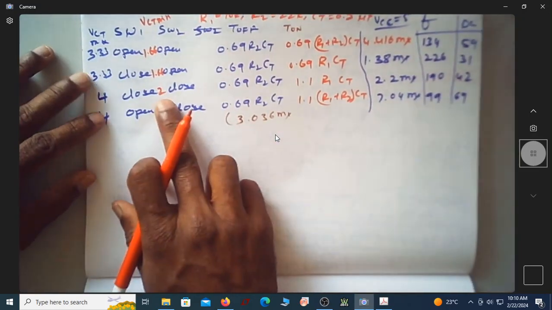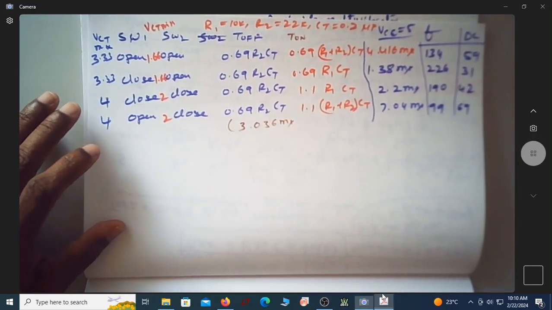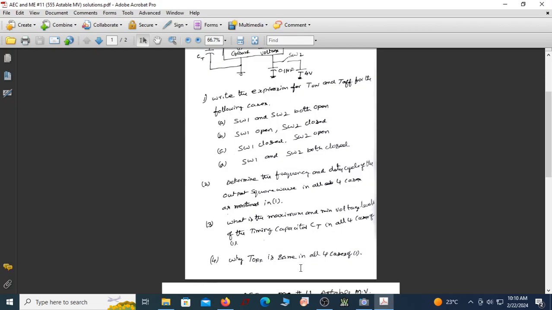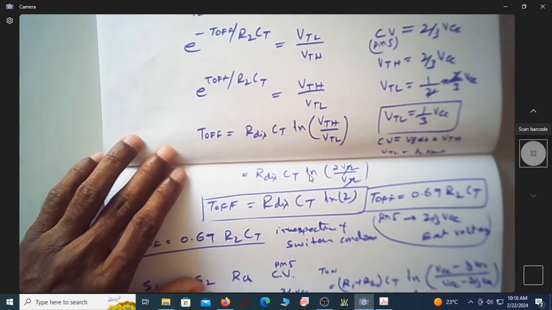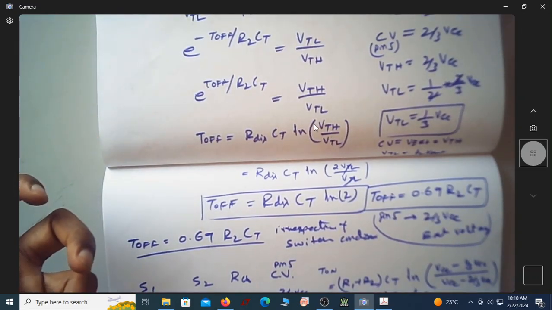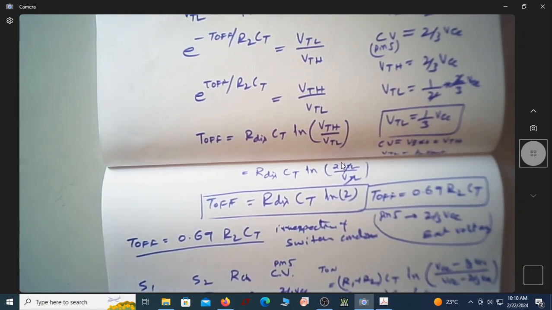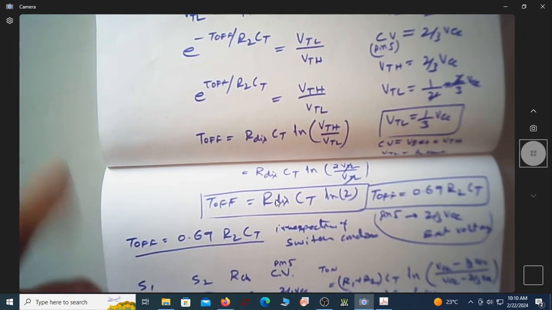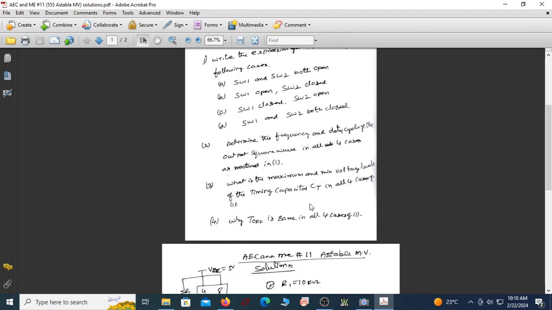Next question: why is T off the same in all the cases? As we already explained, this is my T off expression. It is ln of the ratio of VTH by VTL, and since VTH is always twice VTL irrespective of the control voltage, this value will never change; it will always be a ratio of 2. So as long as the discharge resistance remains the same, T off remains the same irrespective of the control voltage at pin number 5. So those are the answers for all these questions.